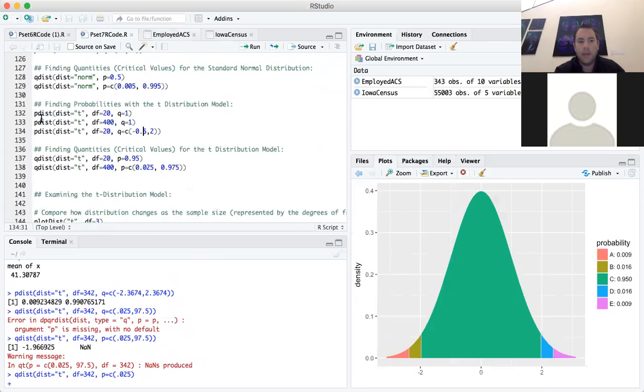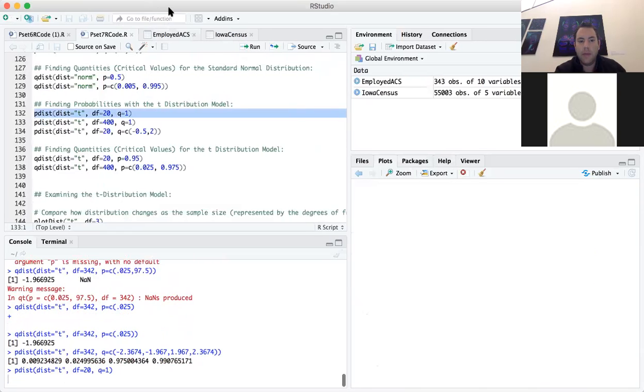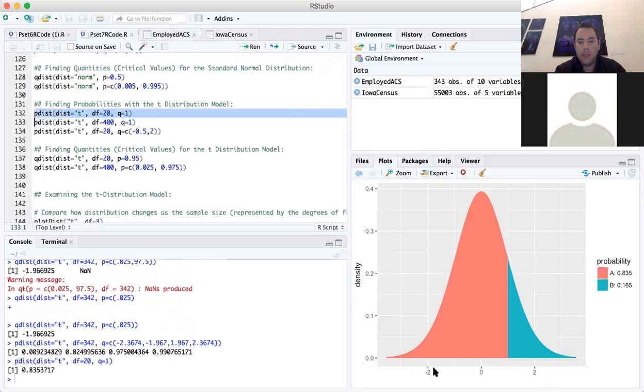We can use the command pdist. So if we were looking for a t-value of 1 using a sample set with a degrees of freedom of 20, we could find what the corresponding p-value would be by running this command. We see here that the corresponding p-value would be 16.5%.